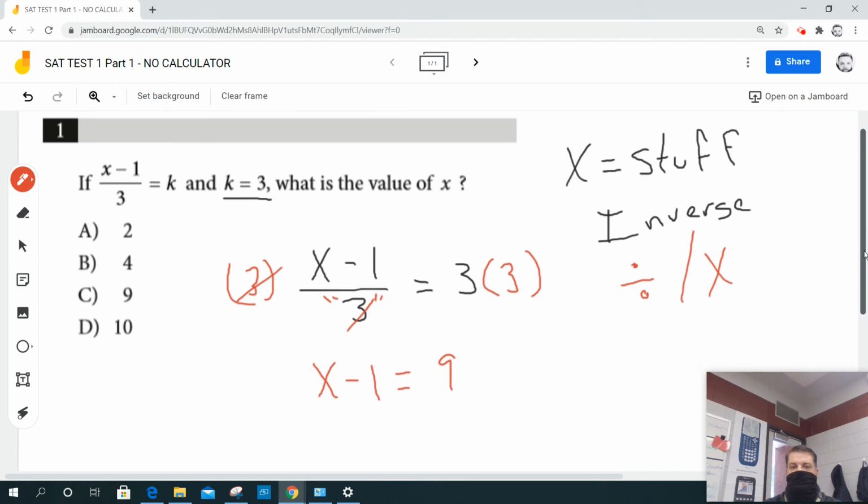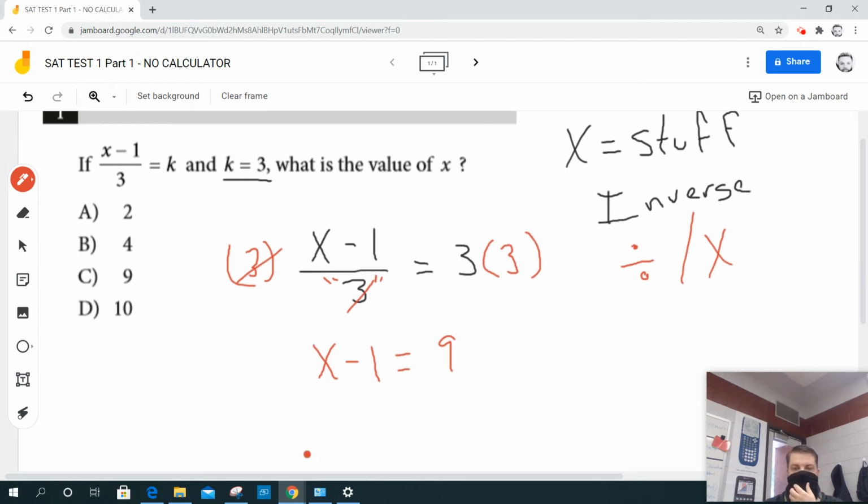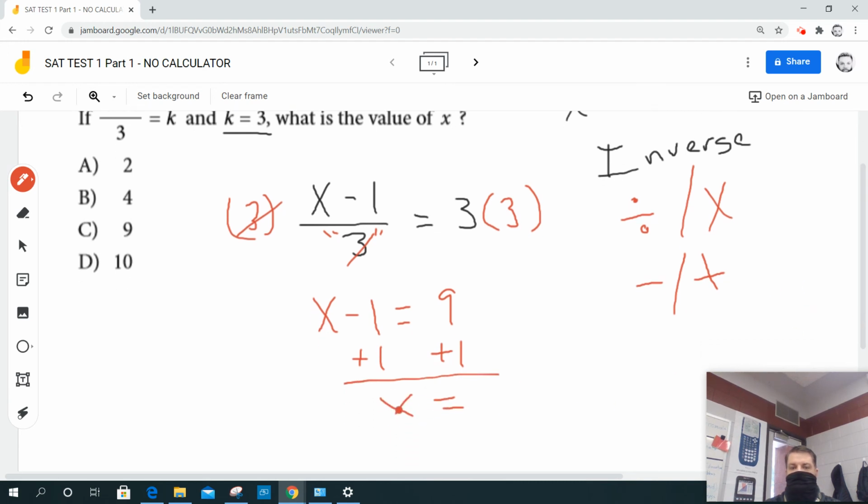So now to move that negative 1 or minus 1 away from the x, I've got to think, what is the inverse of minusing? Subtracting. What's the inverse of that? Adding. So to move this 1 away from the x, I'm going to add 1 to both sides. I get x equals 10. So the answer for this one is D.